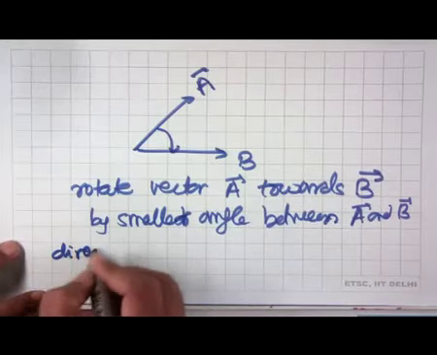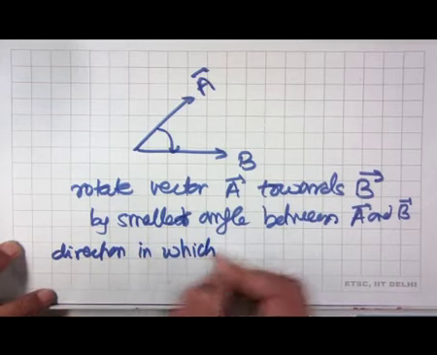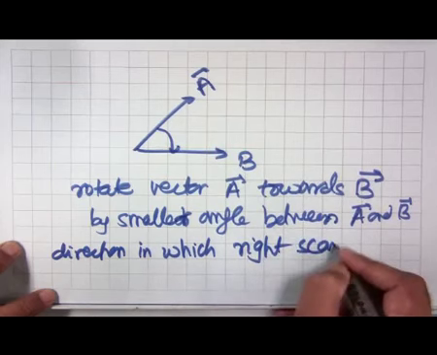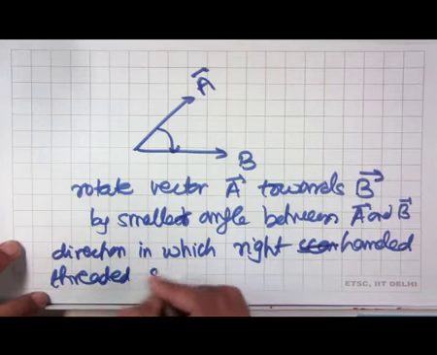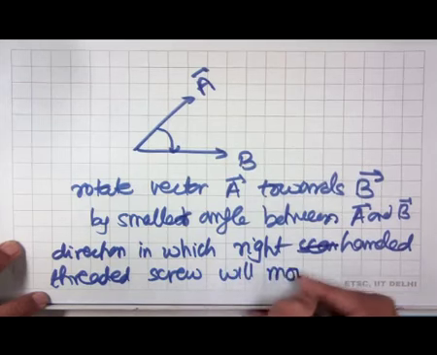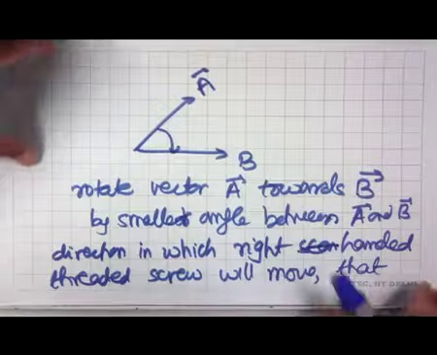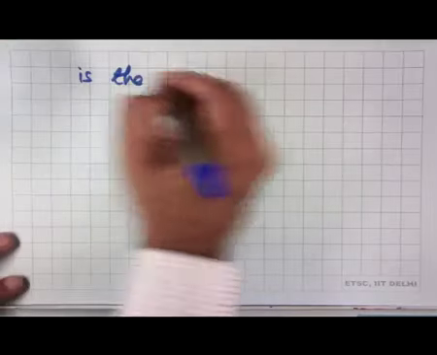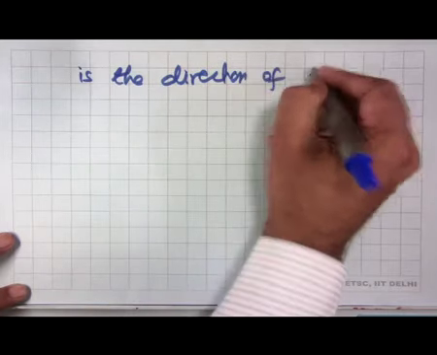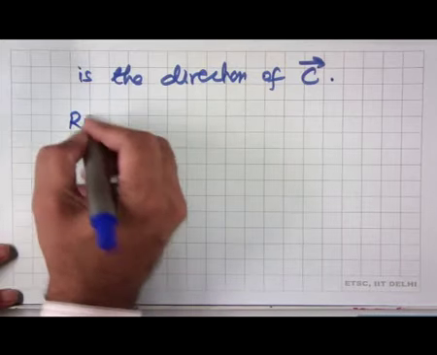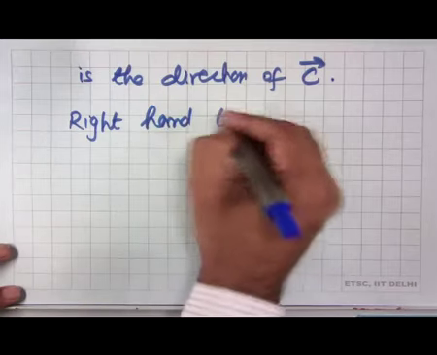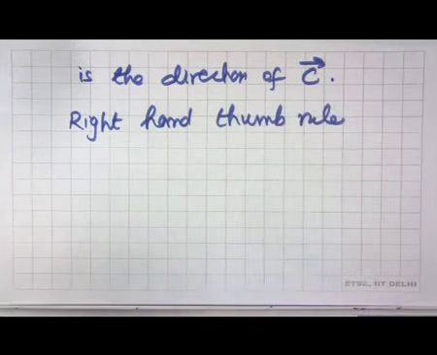So, we rotate A towards B, and the direction in which a right handed screw will move gives the direction of A cross B or C. Now, there is one more way in which we can look at this, and that is what we call the right hand thumb rule, which is easy to see for everyone.